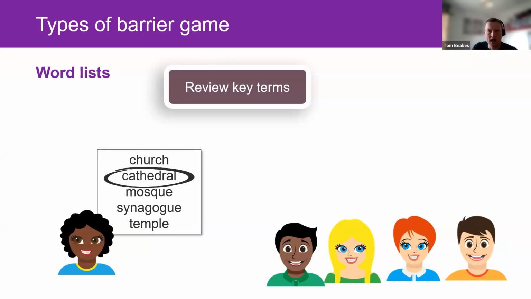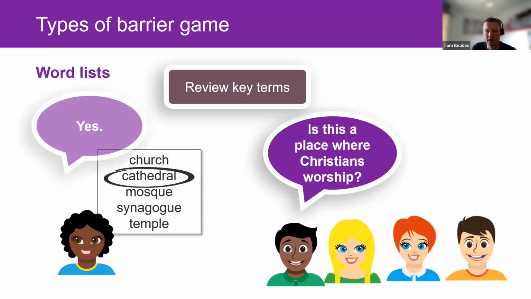So this could be a group task. One person has a word list and circles the word, and the rest of the group have to ask questions to discover what it is. And the person with the list can only answer yes or no.